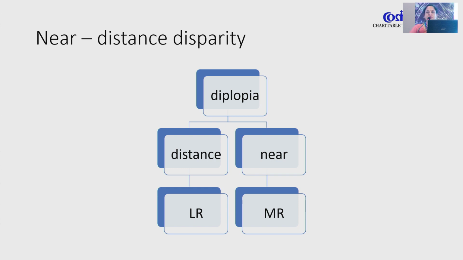Okay, so if you find that the disparity on cover test, the squint, is more for distance, you think in terms of lateral rectus. If the problem is more for near and the patient is orthophoric for distance, then you go in thinking that somewhere the medial rectus has been affected, whether it's the nerve or the muscle per se.